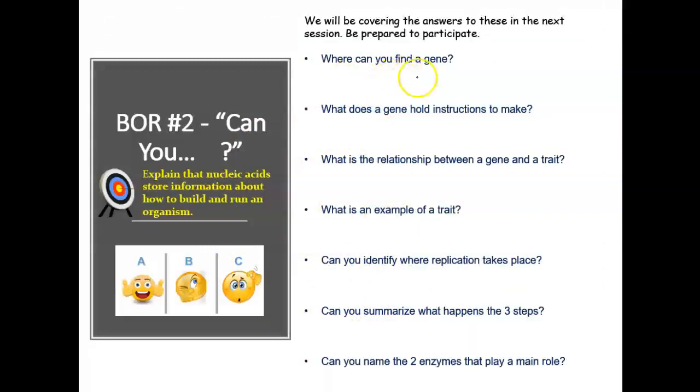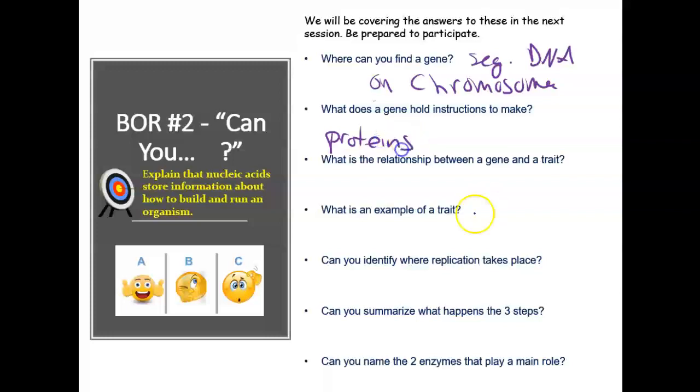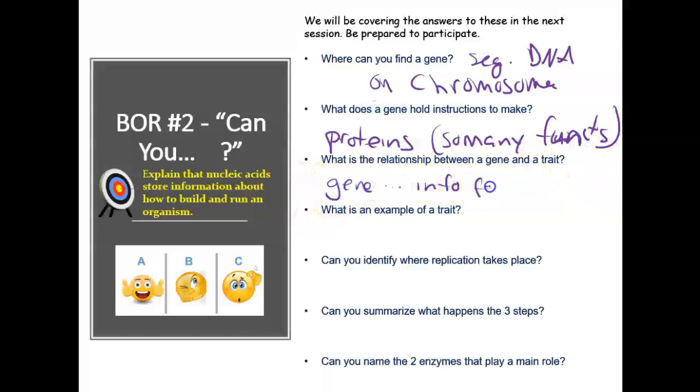Where do you find a gene? You find a gene on a chromosome. It's a segment of DNA. I am really roughly writing this down for you, but you're going to take your own notes. What does a gene hold instructions to make? So it's instructions for proteins, right? And proteins have so many functions in your body. What's the relationship between a gene and a trait? A gene is the information for a trait.